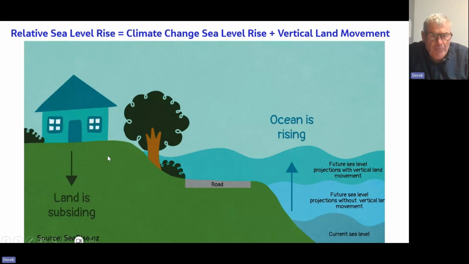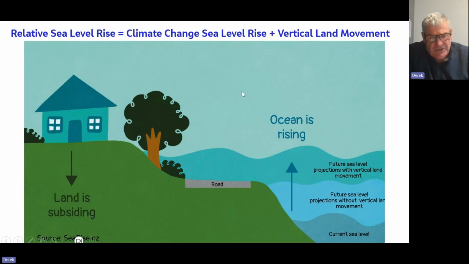But then the land is also moving relative to the sea. And at Kāpiti, we have the Pacific plate slipping under the Australian plate. So the land is subsiding. It's actually going down. So our relative sea level rise is increasing, and this adds an extra component of sea level rise here. So the situation in Kāpiti is worse than, say, the situation in Kaikōura, where the land is uplifted in a series of earthquakes, so relative sea level rise is not as great.